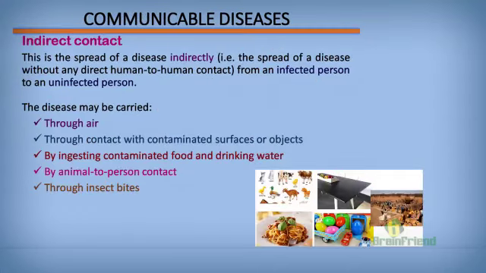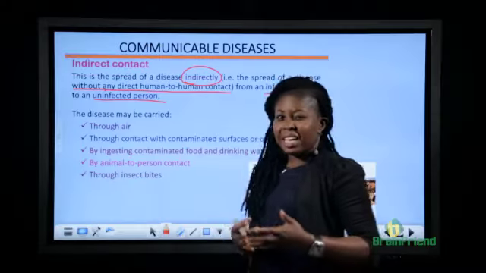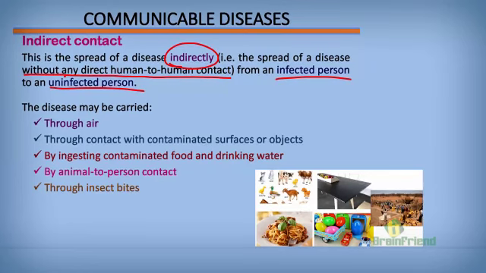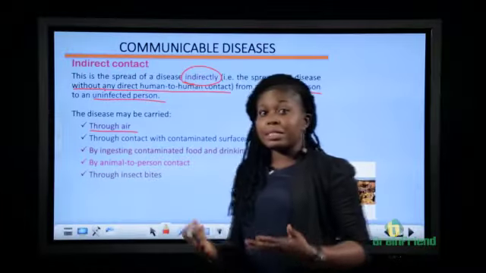Now we're looking at indirect contact. This is the spread of a disease indirectly, that is, the spread of a disease without any direct human-to-human contact. So it's the spread of a disease indirectly from an infected person to an uninfected person. In direct contact, there is human-to-human contact, but in indirect contact, that does not exist. There is no human-to-human contact. So the disease may be carried through air. Of course, there are some diseases that are airborne.